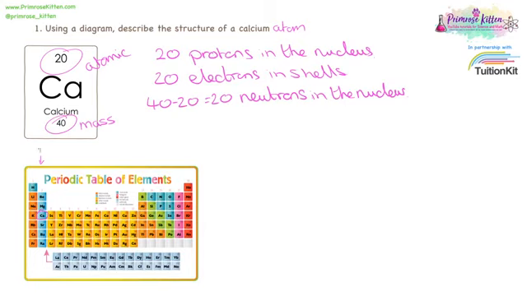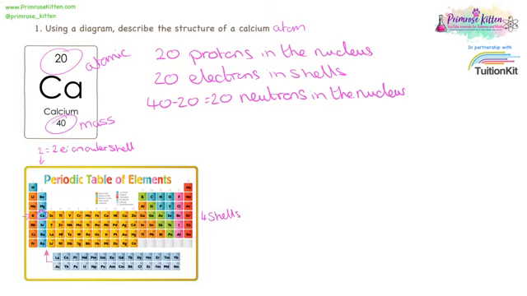If we look at our periodic table, calcium is here. That is in group 2. Being in group 2 means it has 2 electrons in the outer shell. It is in period number 4 down here. 1, 2, 3, 4.